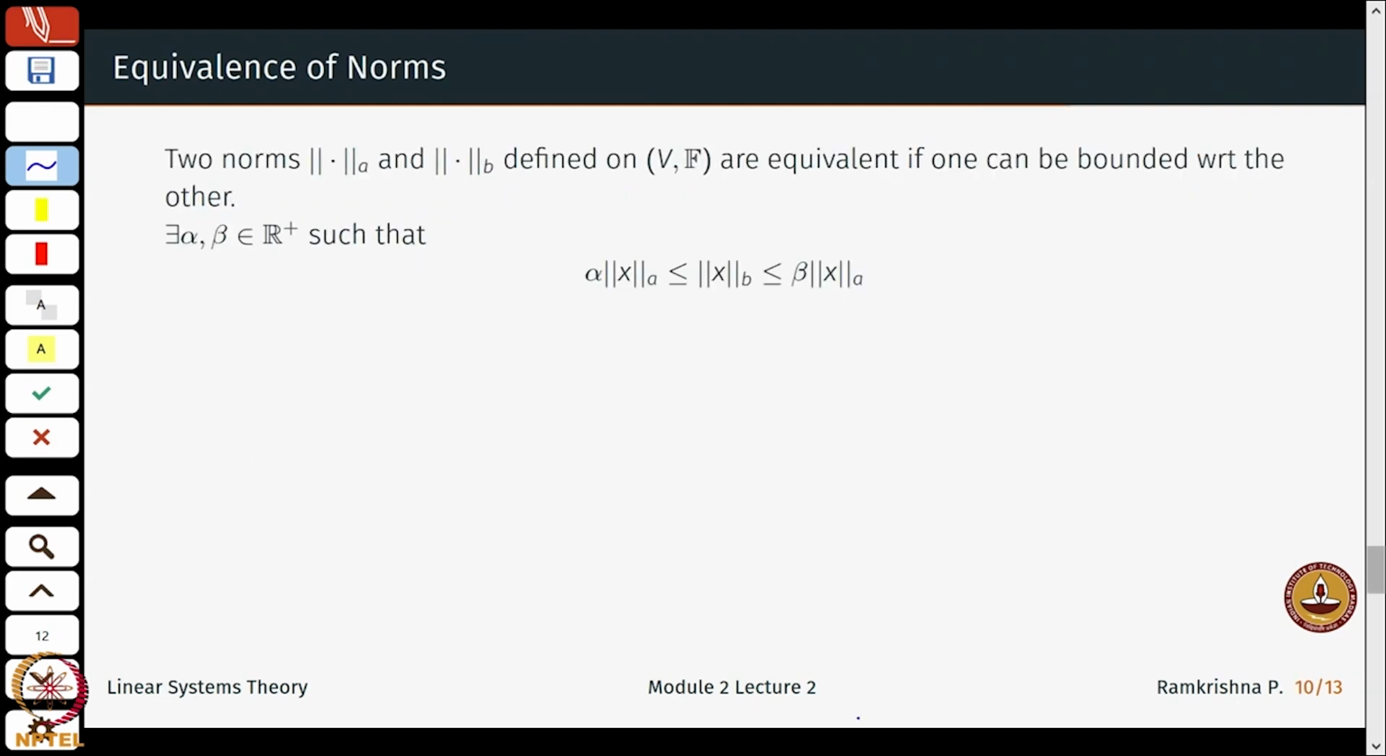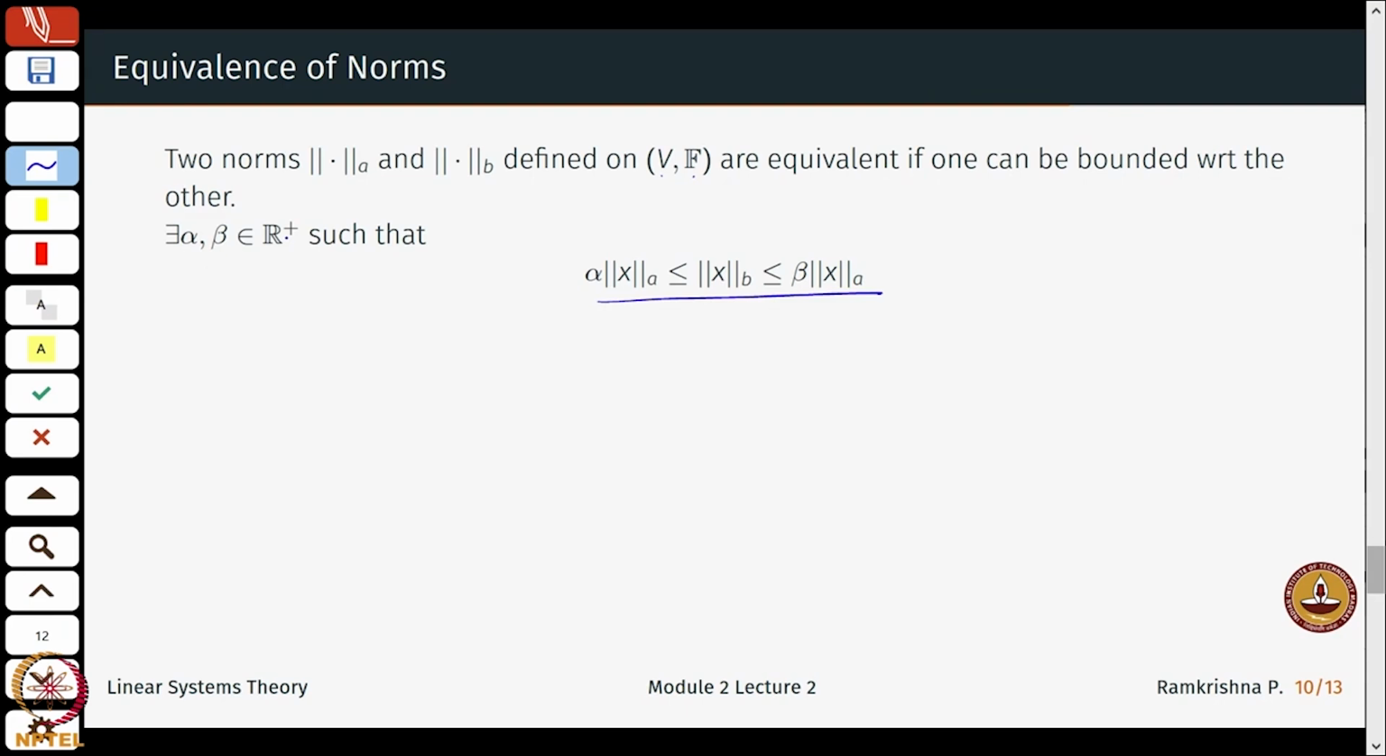What is nice about these norms, and why I say nice, is because this will be very useful to us in future lectures when we are talking of stability and other properties of systems. Two norms are equivalent, again defined on the same V, if one can be bounded with respect to the other. So, let us take these two norms, norm A and norm B. Equivalence means that mathematically it satisfies a property like this, where alpha and beta are just positive numbers.